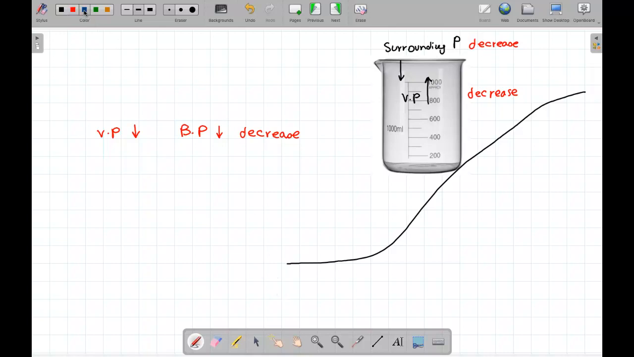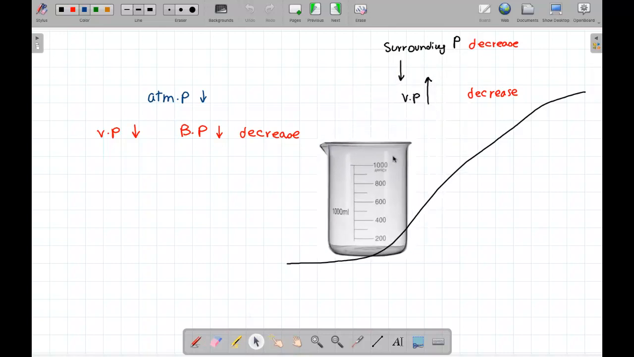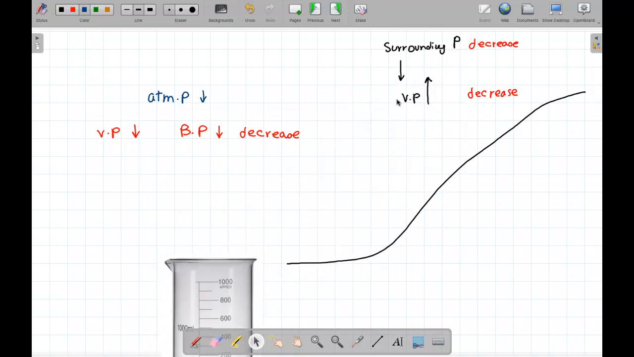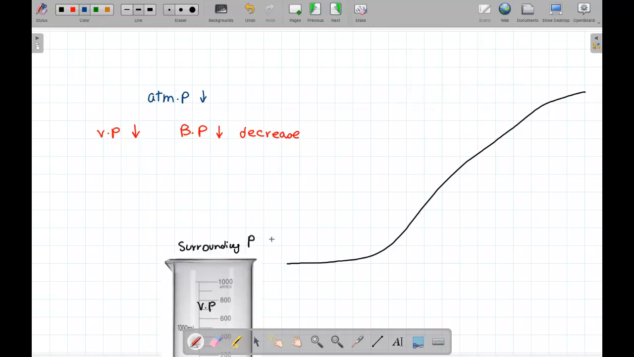So as a summary, when you go up a mountain, the atmospheric pressure is going to decrease. This causes the vapor pressure to decrease and the boiling point to decrease. The opposite is going to happen if you go somewhere which is lower than sea level. Here the atmospheric pressure is going to increase, and so the vapor pressure also will increase. Once the vapor pressure increases, the boiling point is going to increase.